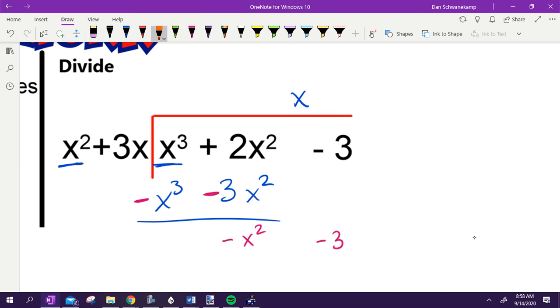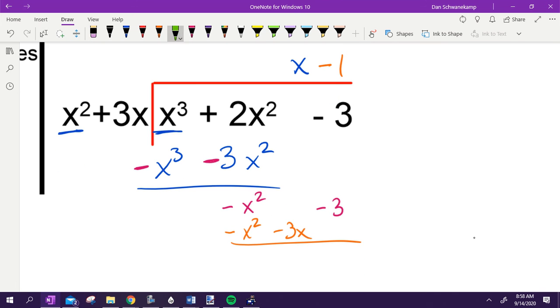Then we do it again. X squared times what gets me negative x squared? Negative 1. And then we multiply. Negative 3x. We're putting it together. When we put it together, we got to change the signs. That cancels. 3x minus 3. That is a remainder because this degree is bigger than this one. So my answer is x minus 1. And if you want to get fancy, plus 3x minus 3, all divided by x squared plus 3x. That is my remainder over my divisor. That would be my oblique asymptote. Most of the time, we really don't care about the remainder, but we could. Questions? Let's keep it going.